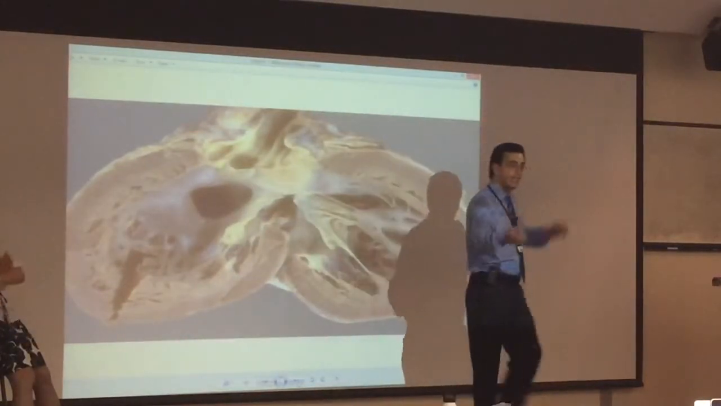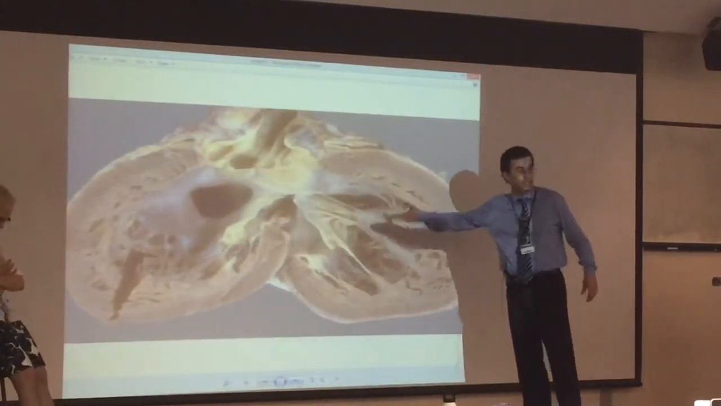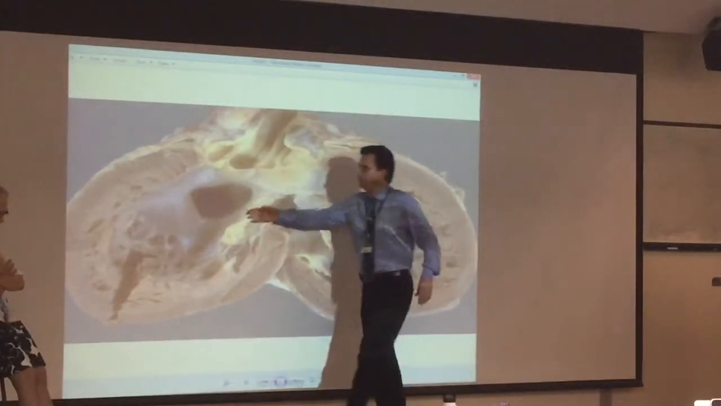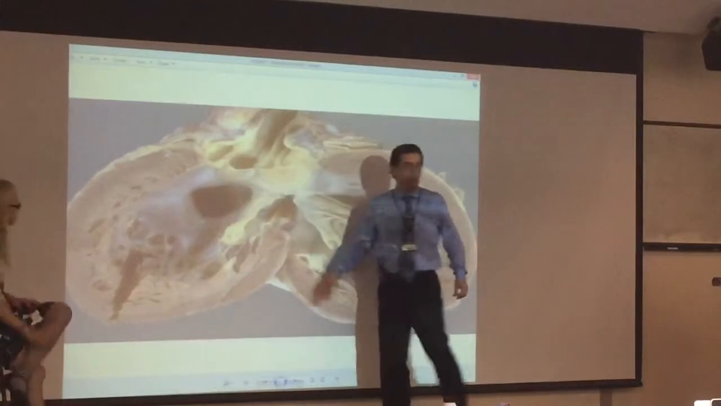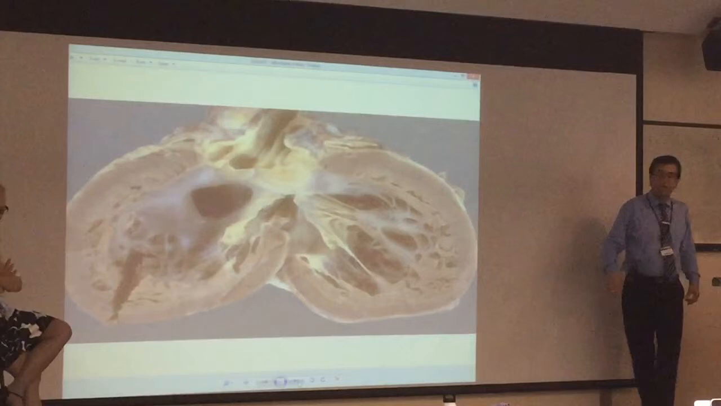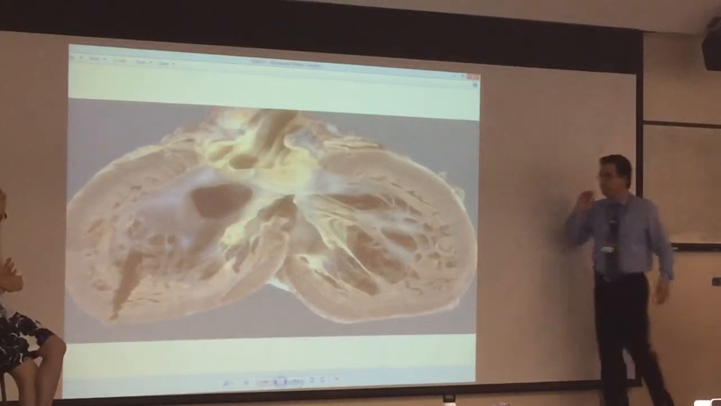You're going to see symptoms early in a child, especially in this case. So this is an example of a large membranous VSD. These are the ones that usually don't close spontaneously, and these are the ones that can produce symptoms.